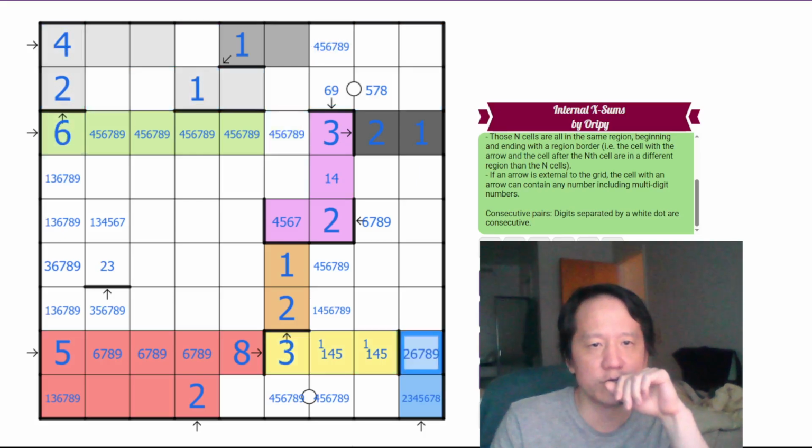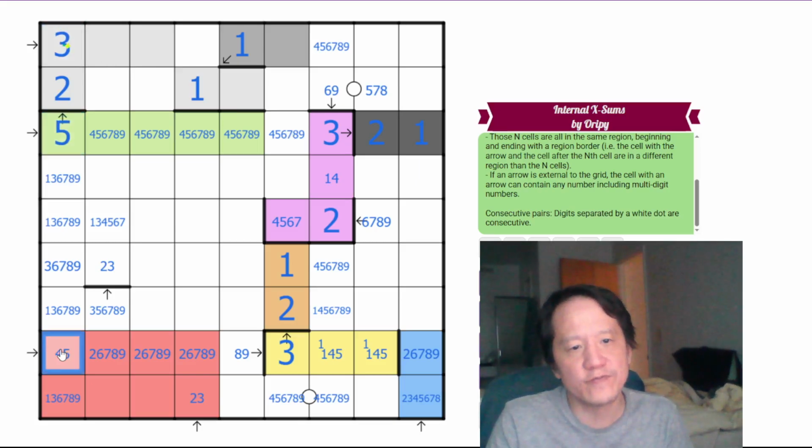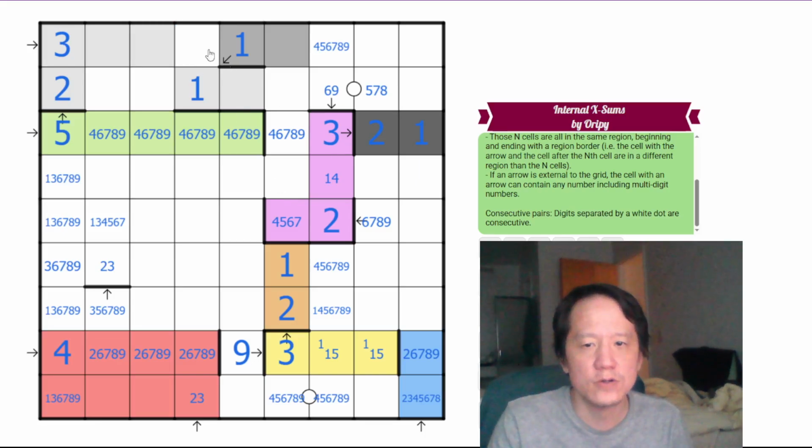So we know what this is. This has to be 3 and 5. So this is 3 and 5. This is 4. This then is not 1. This has to be 9 and is a separate region. These can't be 5. This ends at 5 here. This ends here. So this must be medium gray.